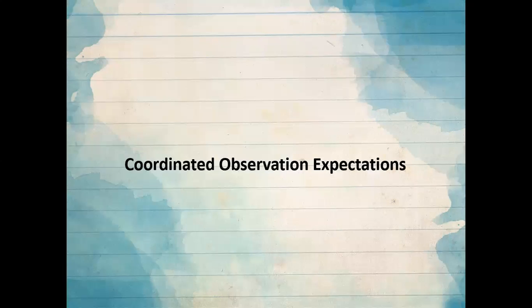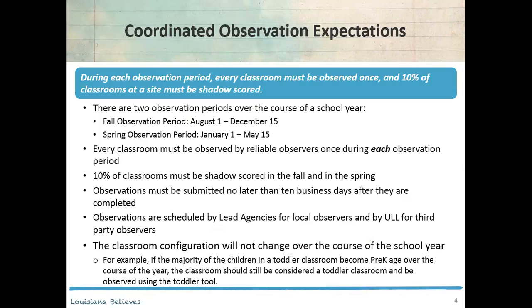So coordinated observation expectations. During each observation period, every classroom must be observed once, and 10% of classrooms at a site must be shadow scored. Now, each year there are 2 observation periods. There's a fall and a spring, just like a semester. Fall observation period runs from August 1st to December 15th. The spring observation period runs from January 1st to May 15th.